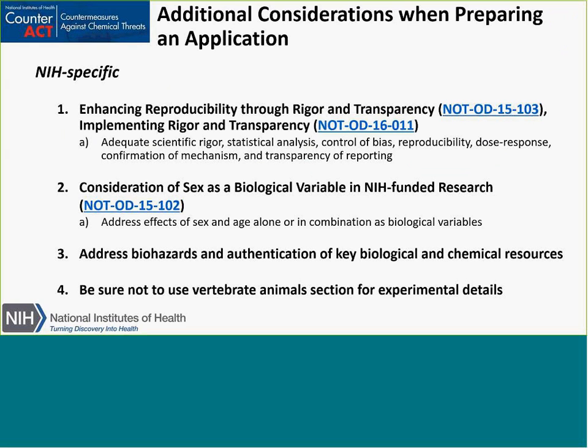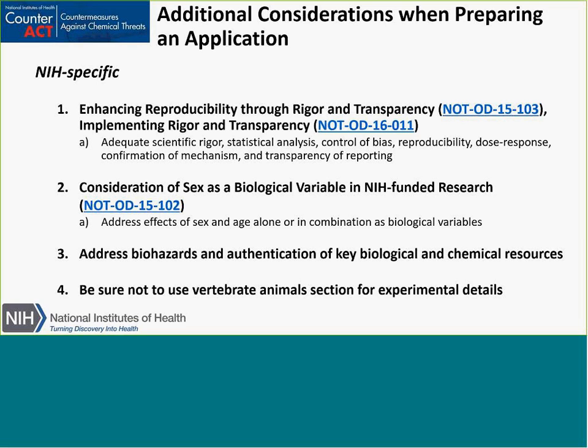NIH needs special attention. Please read the specific notices listed here on enhancing and implementing rigor and transparency in NIH-funded research. Pay attention to describing scientific premise, specifically the quality, including strengths and weaknesses of the evidence from your lab and the literature. Be sure to address sex as a biological variable. If you do not use both sexes or you see no need to, have a good explanation why not. Cost is usually not an acceptable reason.